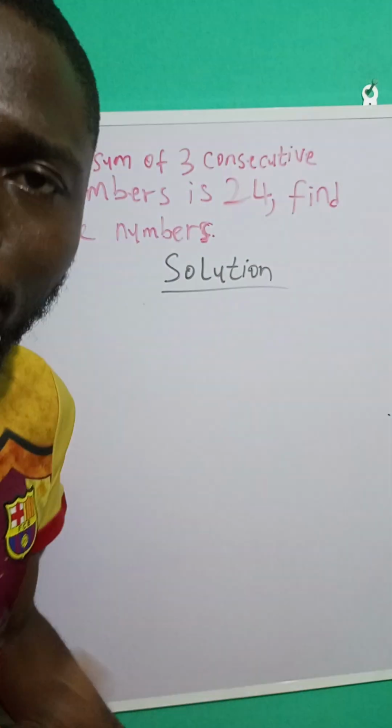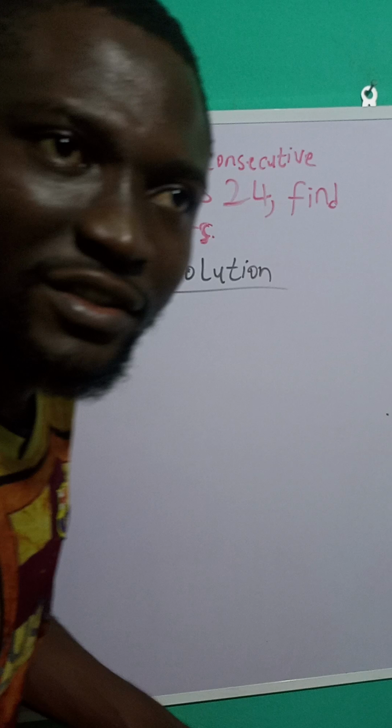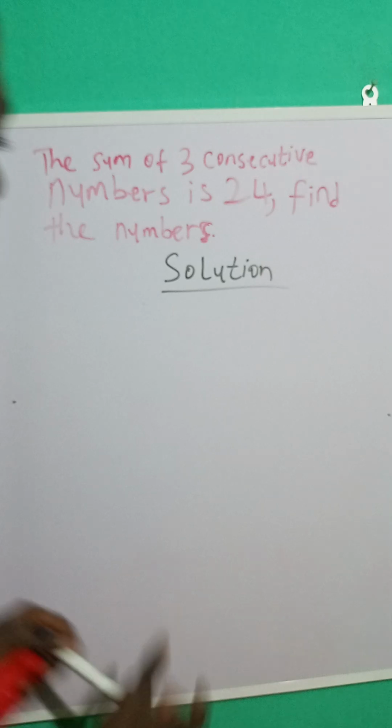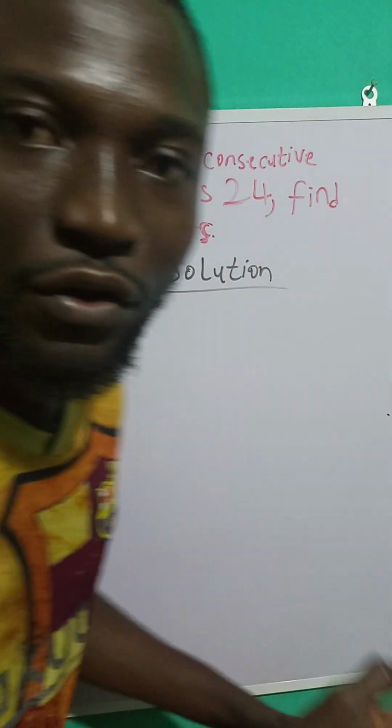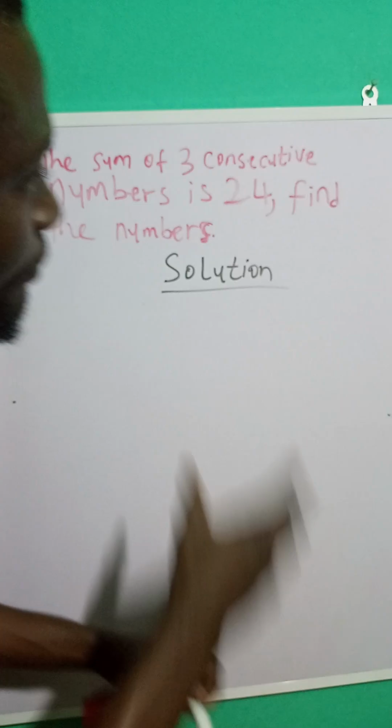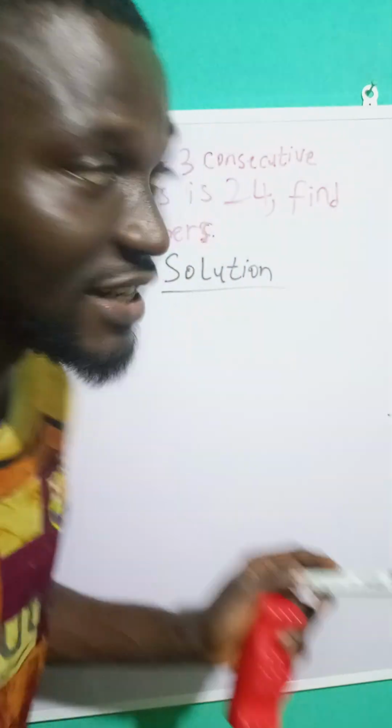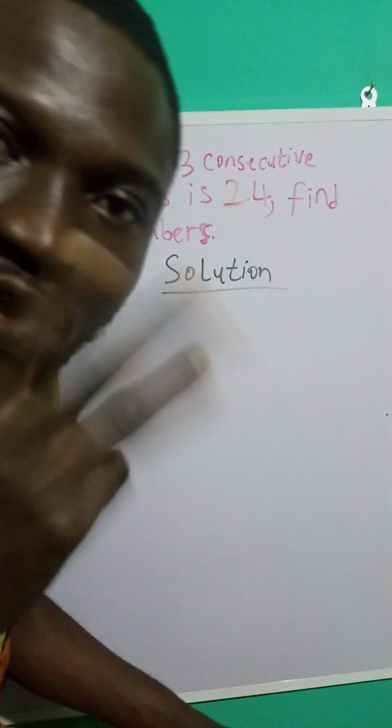Now, for this number, what is consecutive? Anything that follows one another in a continuous series. That is what we mean by consecutive. And we are asked that the sum of three consecutive numbers is 24. You should find the numbers. No value was given to the numbers, so we don't know them. They must be three because they said three consecutive numbers and it must be consecutive.